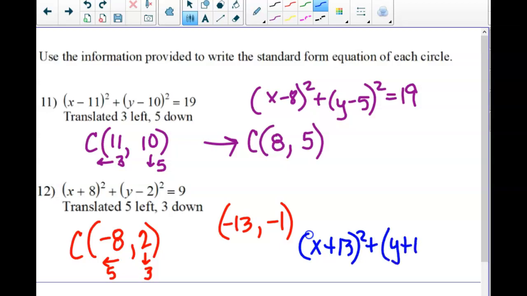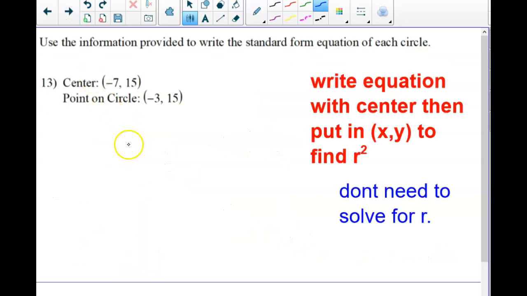You fast. Because r squared stayed the same. Everybody good? Those aren't too bad. I can't do them in my head without writing it down. I get confused which way I'm going. So you do you. All right.